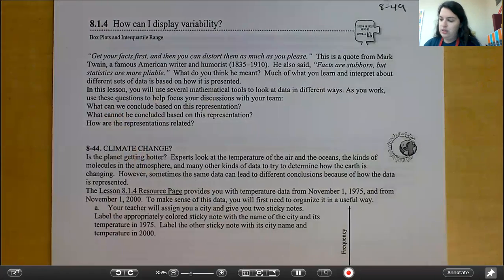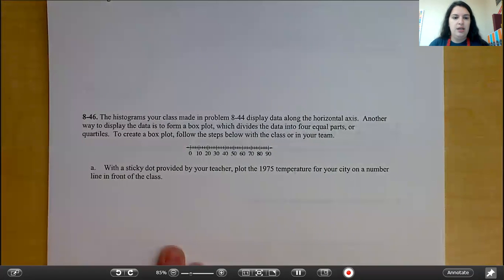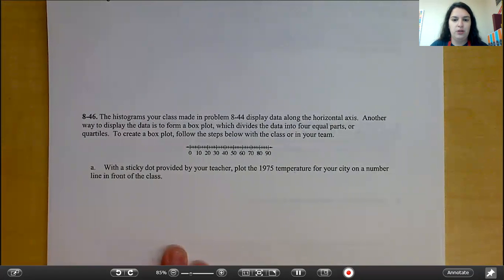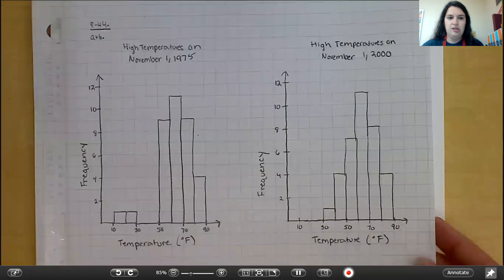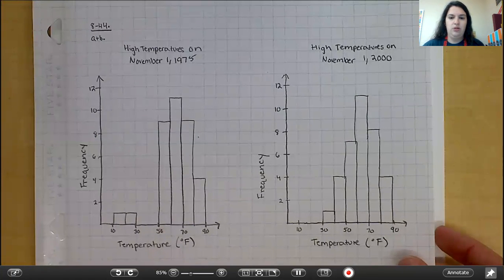So looking at 8.4.6 to start. The histograms your class made in problem 8.4.4 display data along the horizontal axis. Another way to display the data is to form a box plot, which divides the data into 4 equal parts or quartiles. To create a box plot, follow the steps below with your class or in your team. I did not have you make the box plots or the histograms, but I have already made them. They look like this, so if you need to refer back to them, you can do that.